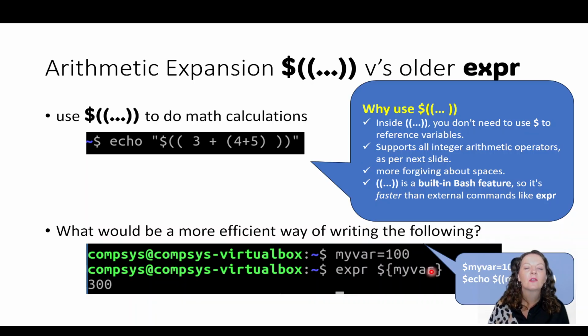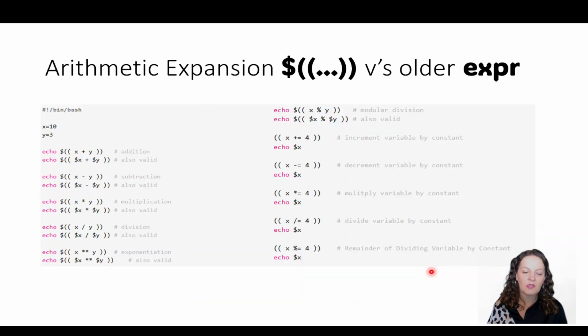Okay, so for arithmetic expansion, some of the common characters and formats that you'll use, you can see them here. So you have addition, and there you have your dollar. You can see where the dollar signs are also valid. There's a good list of them there that allows you to add, subtract, multiply, divide, get the exponential, the modular division, increment it, decrement it, multiply it by a constant, divide by, and so on. You can use any of those. So that's a more efficient way compared to the older expr.